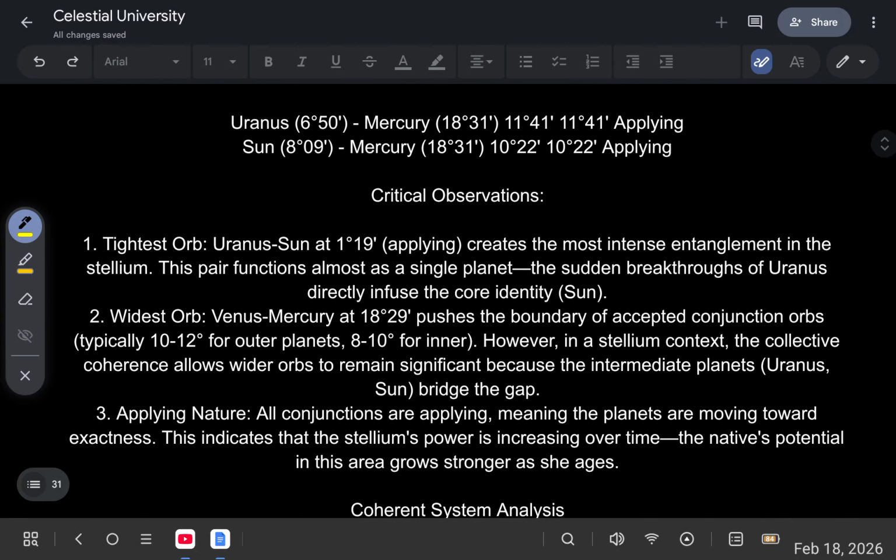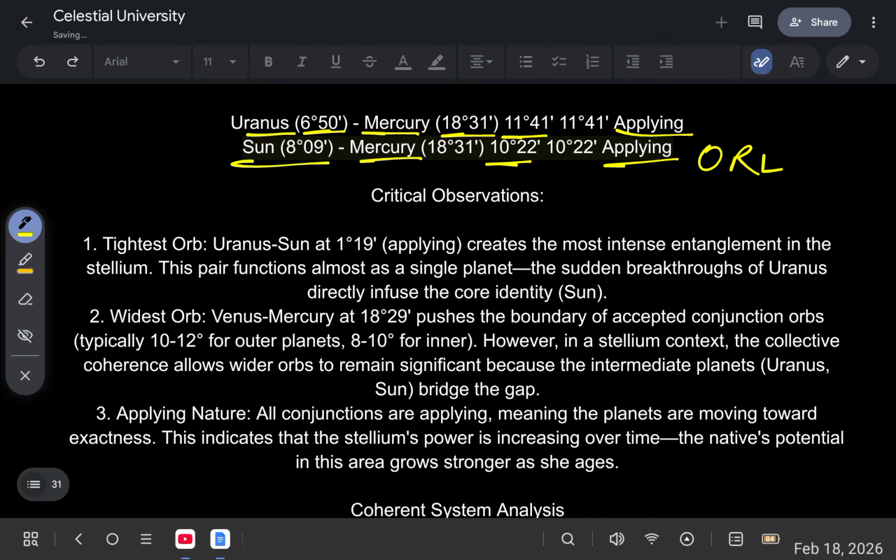Next, we have Uranus at 6 degrees 50 with Mercury at 18 degrees 31. It leads to 11 degrees 41 and it's applying. And Sun again with Mercury leads to 10 degrees 22 and it's applying. Okay, and those are our orbs, which are very important.